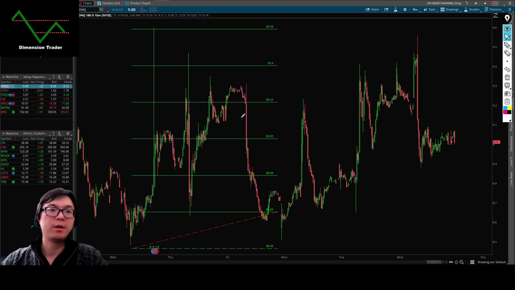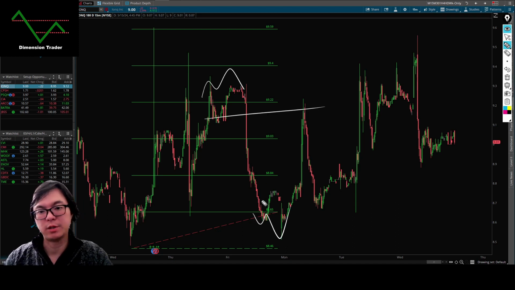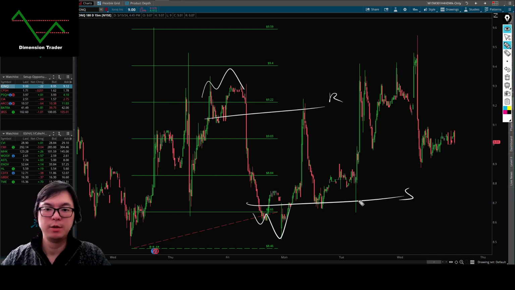On the 15-minute chart of IONQ, we can see we got the top right here, and we got a bottom. Price broke, creating resistance. Price broke, creating support. Okay, so this is dimension 1. This is going to be dimension 3. We have dimension 4 up here, and those continuation is going to be dimension 2.